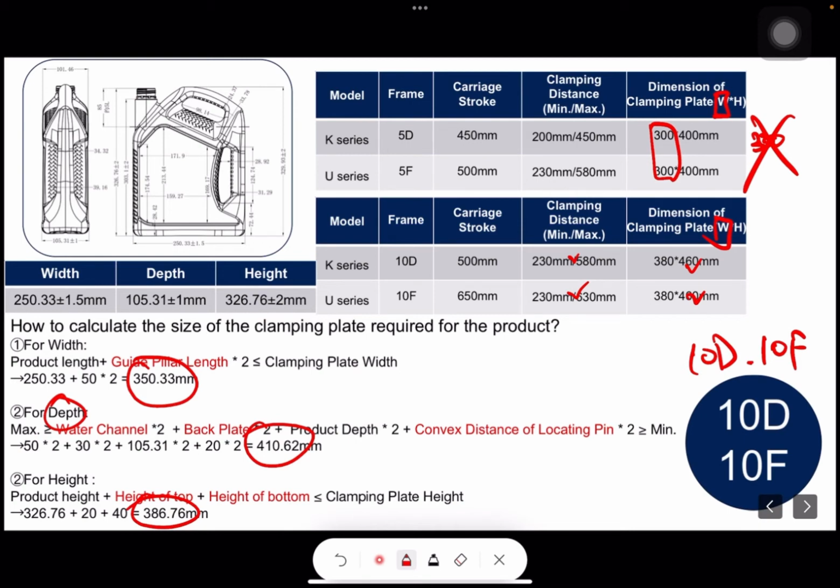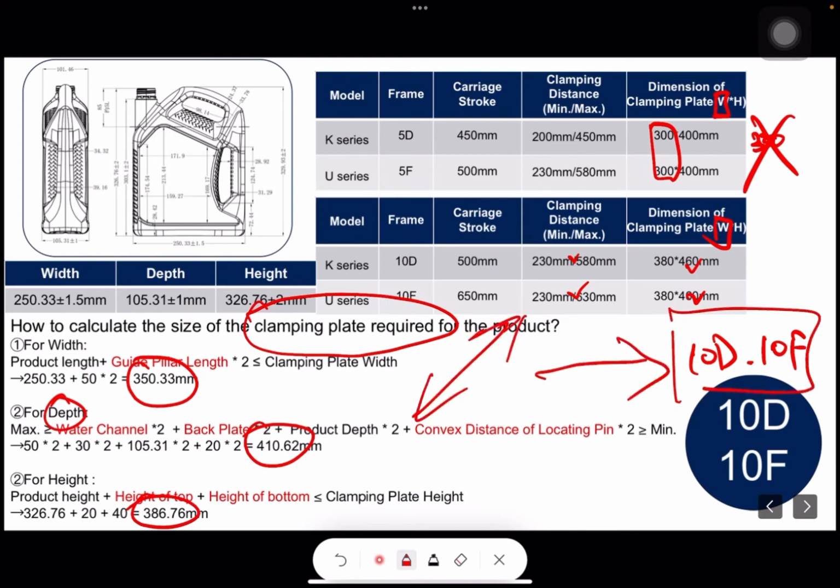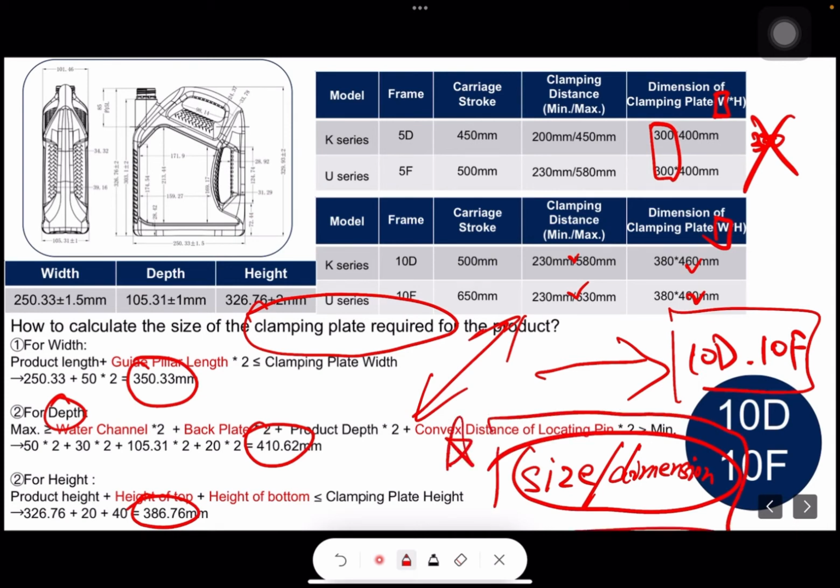Remember, after you use this formula to calculate the camping plate required for the product, match them together, then you can select the right camping plate. Of course, just for the size and dimension. It is very important because we are not considering the camping force in this part, just the size and dimension. Very important. Please remember. We are not considering the camping force, just the size and dimension.